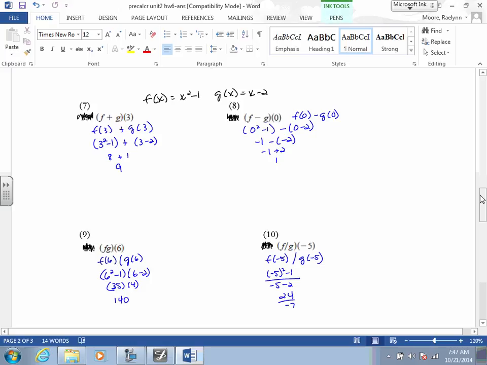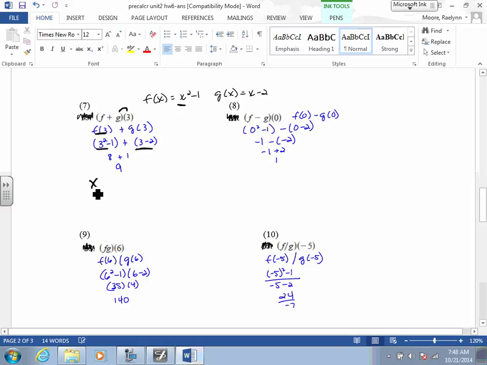Take your 3, plug it into the G. So we plug the G into 3, plug your G into the F and plug your 3 into the F. We plugged it into F. And we're adding them. It's the same as if you did one equation.